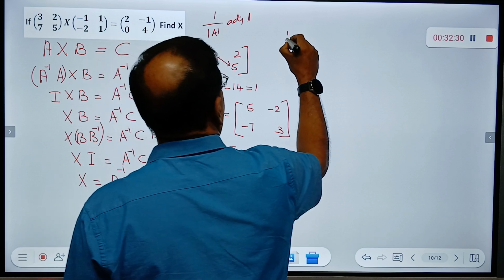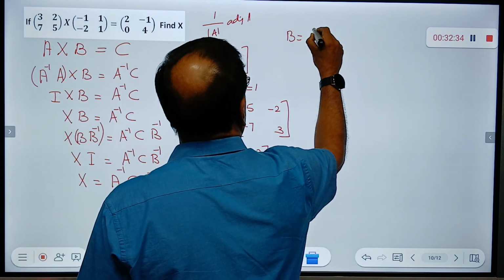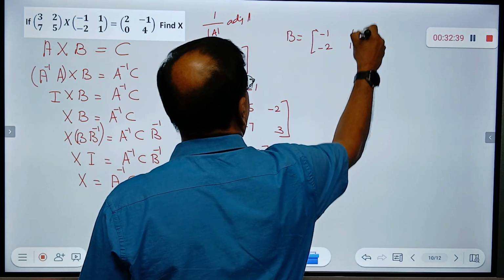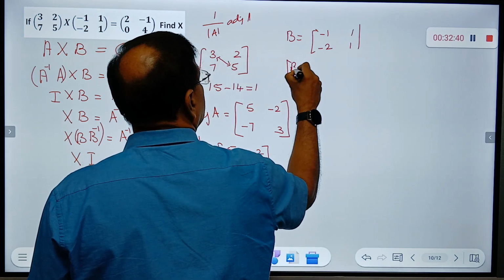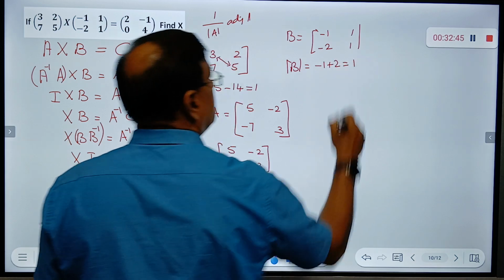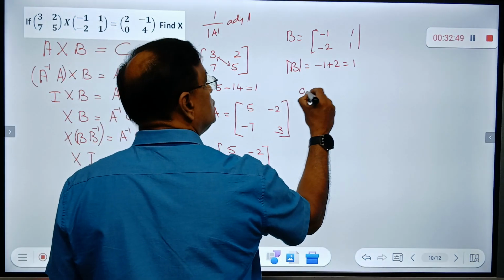Now what is B? My B is minus 1, 1, minus 2, 1. So what is determinant of B? It is minus 1 plus 2. Good. Here also determinant value is 1. Fortunate. So what is adjoint of B?